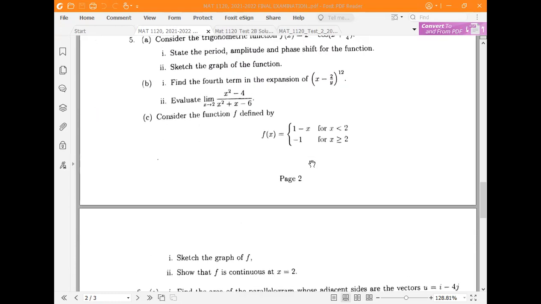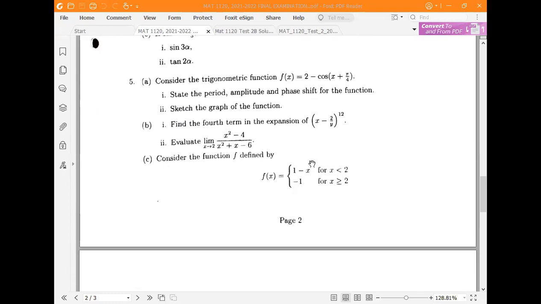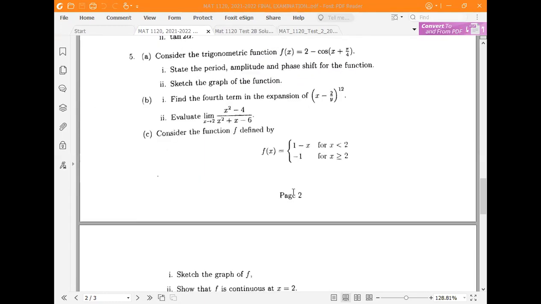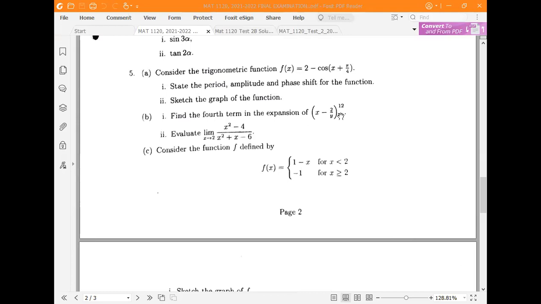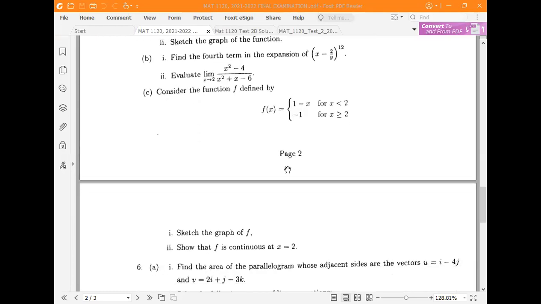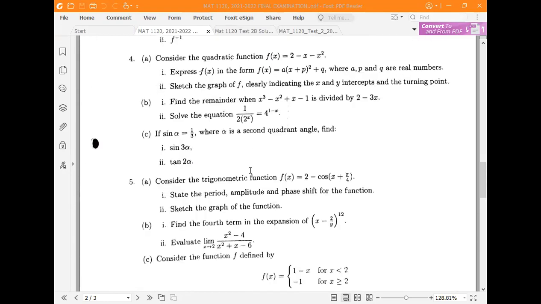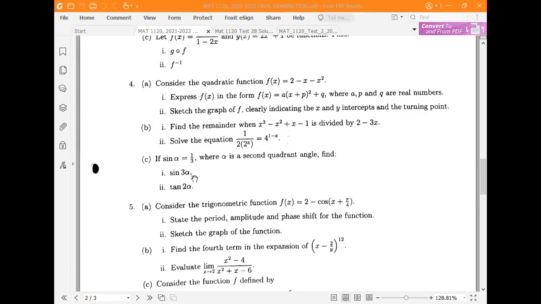So this is what we expect in the exam. Not so difficult, not tight combination. No, this question you can get everything from it. You can sketch, you can get the term, you can find the limit, you can determine whether it's continuous. Yeah. This question here, you could also get everything. You could struggle a bit on sin 3 alpha, but eventually you can figure it out if you know the compound identity. And 2 alpha the same. There's the equation, the remainder, the quadratic completing the squares.